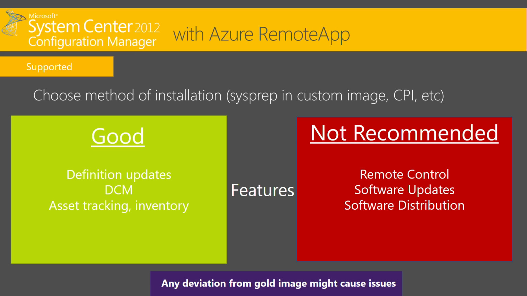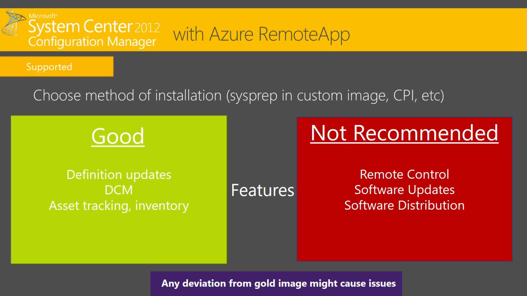Features that are not recommended would be like remote control. That would not be a good one. Software updates or software distributions. Now, the reason for that is if you have those multiple instances and you're doing software updates or software distributions to them, the gold state is always that gold image. So you've deviated from that state because we oftentimes will destroy those or we'll create more of them, and they're going to deviate from that original.